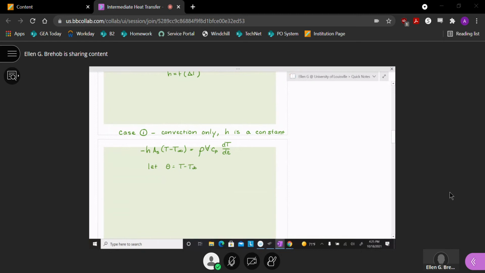So we're going to let theta equal T minus T infinity. So my equation now looks like this. We're going to reorganize this equation. Let's see, I put dt on one side of the equation and everything else on the other side. So dt over here.